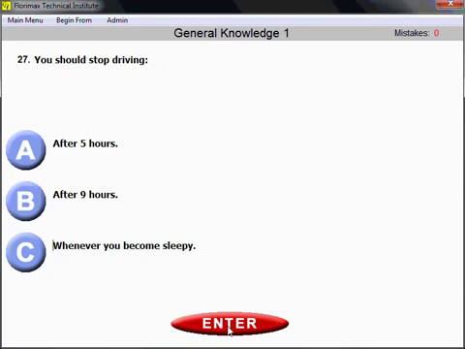Question number 27. You should stop driving whenever you become sleepy. Again, there was a previous question, like about 10 questions before, that the only thing which can overcome fatigue is rest, is sleep. The only thing which can help you to stay alert is sleep. And that's why you should stop driving whenever you become sleepy.